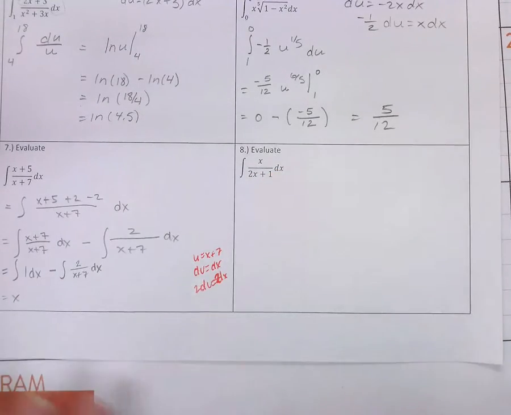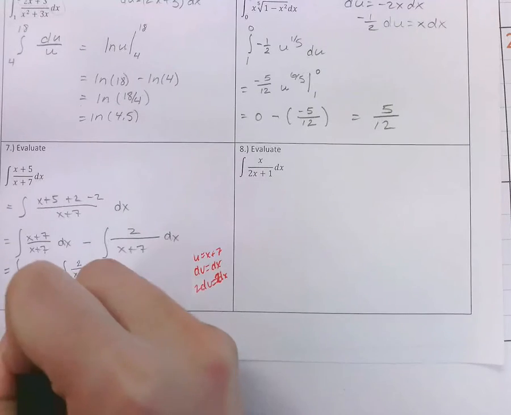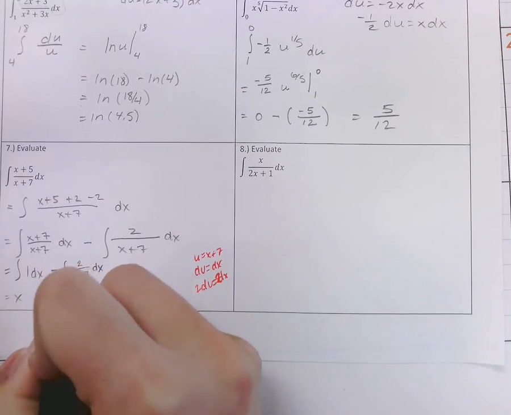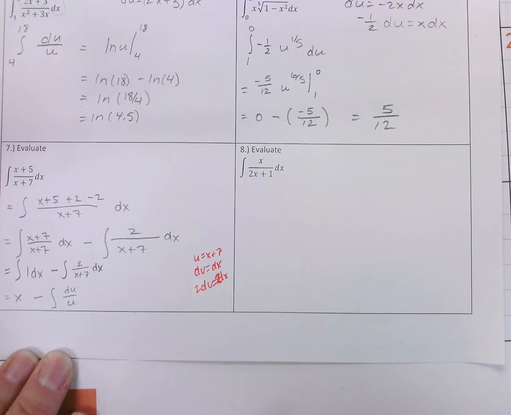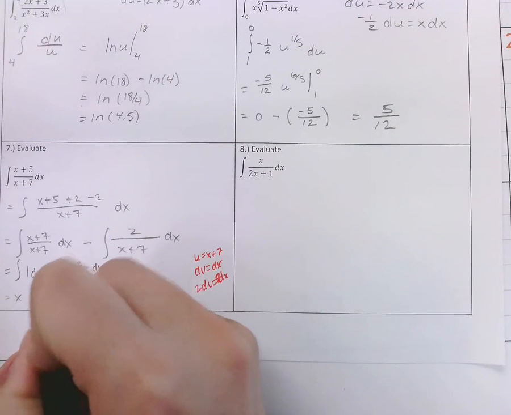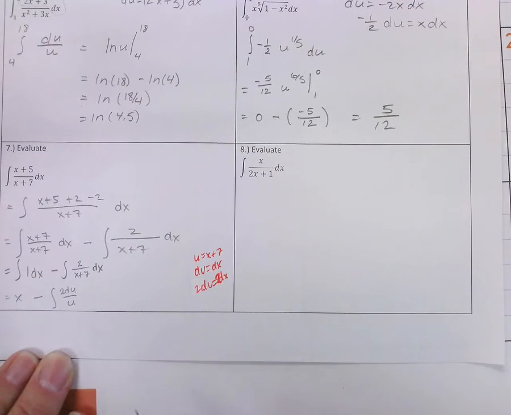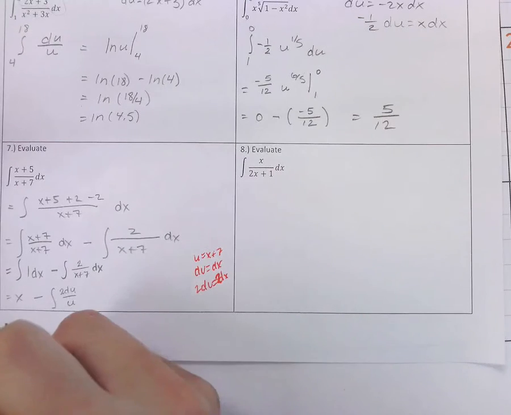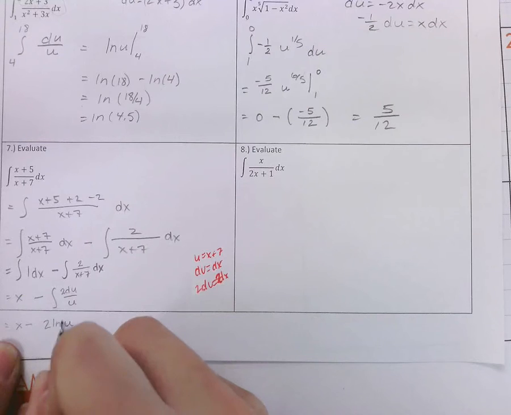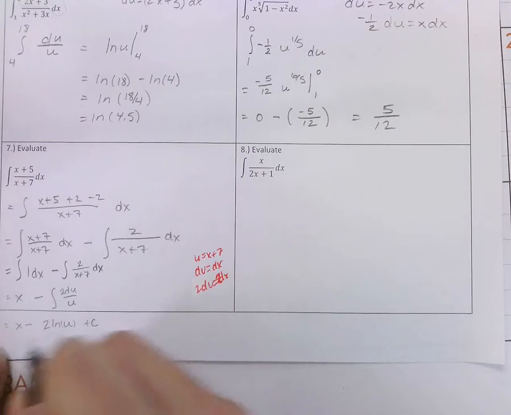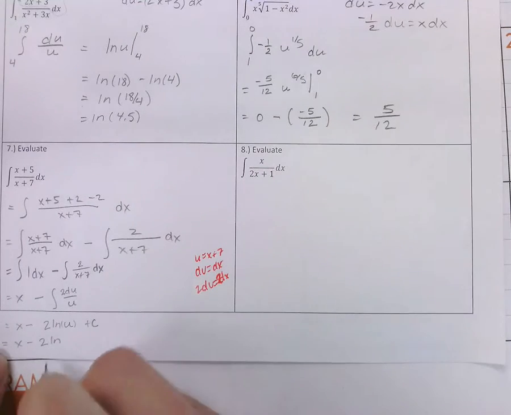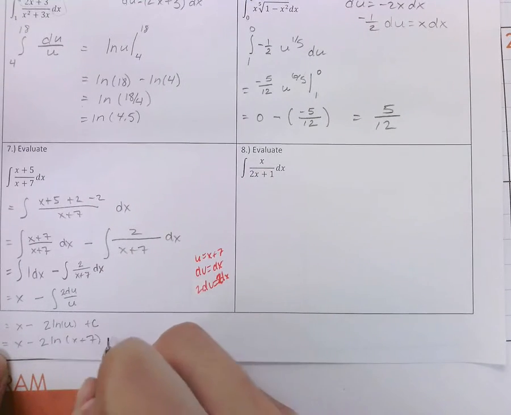Alright, so then that makes this x minus the integral of du over u. There's a 2 in there somewhere. You could put a 2 next to your du, or you could put it up here. And so that's going to be x minus 2 times the natural log of u plus c. And then you need to make sure that you go back and put in your u. So it's going to be natural log of x plus 7 plus c.